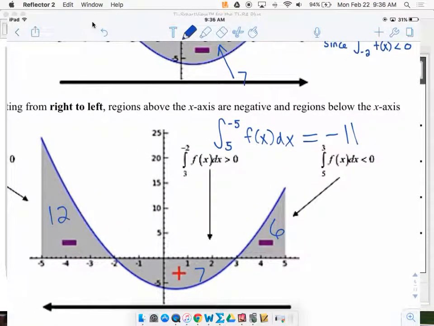Right? So as I go from 5 to 3, it's -6. From 3 to -2, that's +7. So then I'm at +1. And then from -2 to -5, I subtract another 12. Right? So you're back at -11.